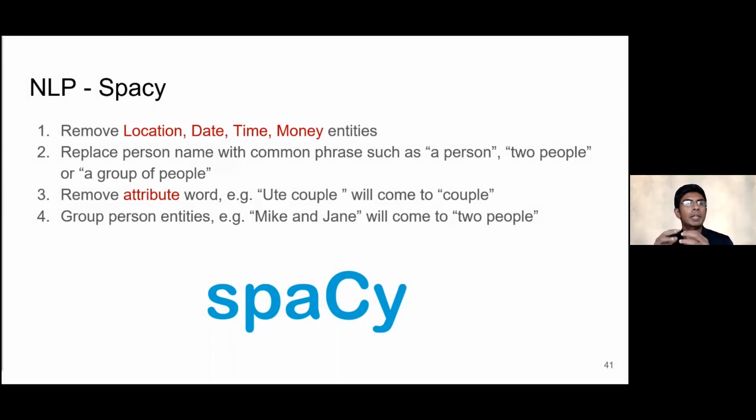For example, replace a person's name with a common phrase such as a person, 2 people, or a group of people. Or remove attributed words like the youth couple, it would become couple, or a group of individuals. For example, if the description says Mike and Jane, we will convert it to 2 people. For all of these to happen, they are using a natural language processing mechanism, and spaCy is the particular framework that we used in this process.